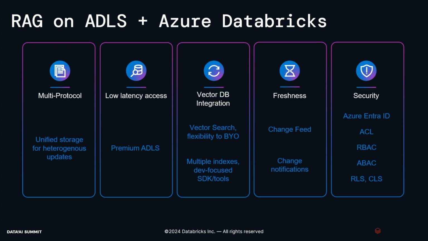You need low latency access, as we talked about, because you're chunking, right? You're chunking, you're writing those chunks into the storage account, and then when the retrieval is happening, you're reading those chunks out. So that's what requires low latency. And then finally, freshness with change feed, change notification. Most importantly, security with Entra ID, ABAC, and RBAC.